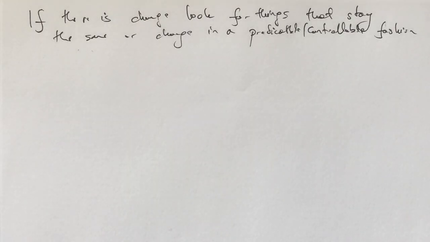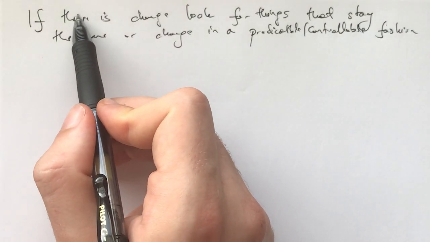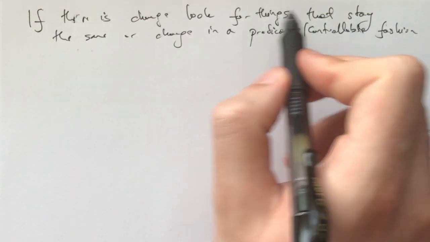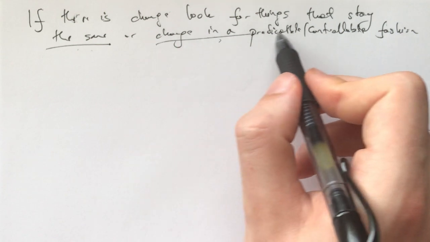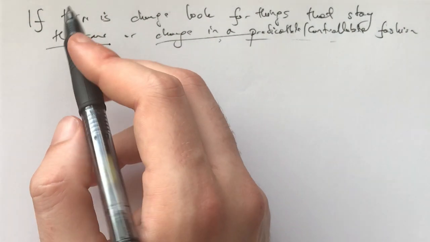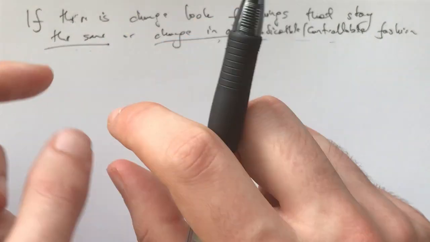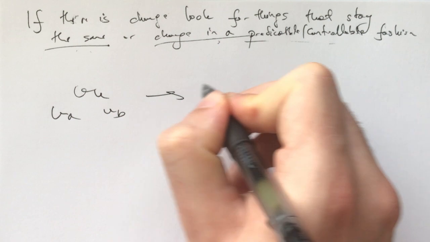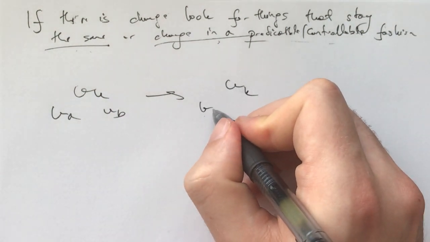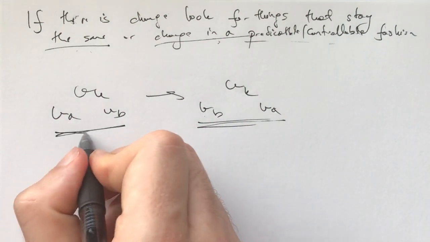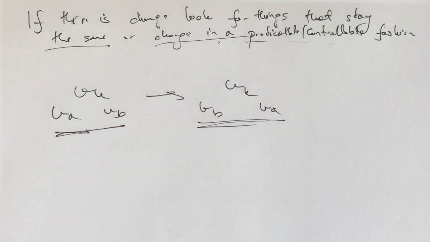If you watched my videos before, you may have come across this principle that if there's a change, look for things that stay the same or change in a predictable or controllable fashion. So for our problem, there is a change happening. There is this switching of walnuts. This WK, WA, WB switching to WK, WB, and WA. And there's a change happening. So what is not changing, or what is changing in a controllable manner?